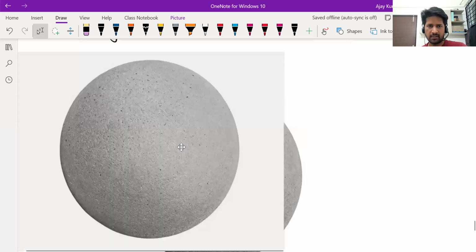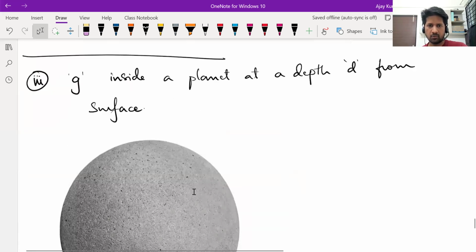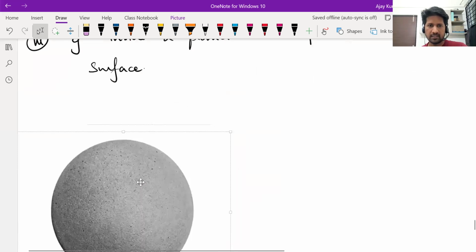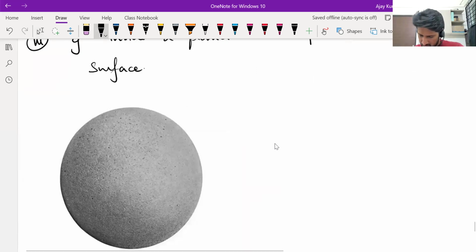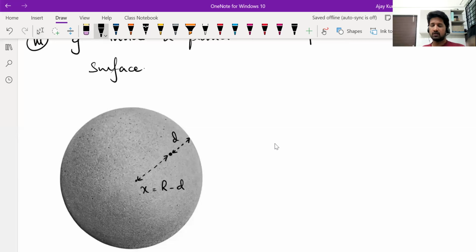Okay, consider this to be a planet. What we now want is acceleration due to gravity at some point inside this planet. Let's consider this as the point. The depth of the point from the surface is given to you as small d. If the depth from the surface is small d, then from the center of the planet, obviously, the distance x will be r minus d. So what we are looking for is acceleration due to gravity at a distance r minus d from the center of the planet, center of the solid sphere.